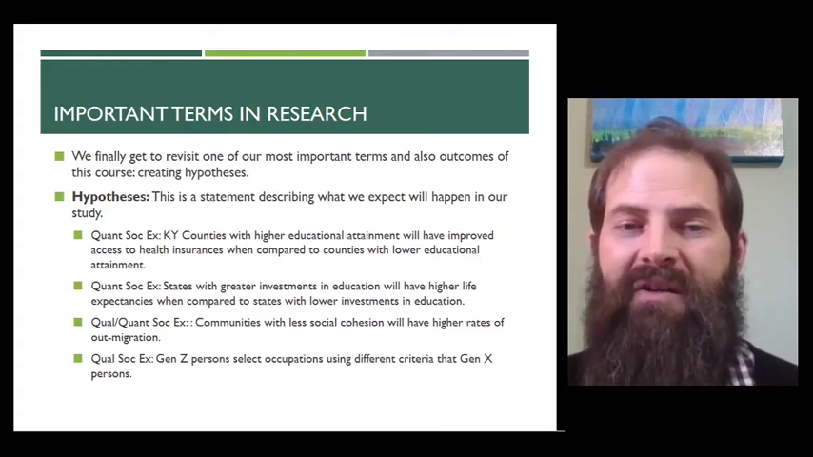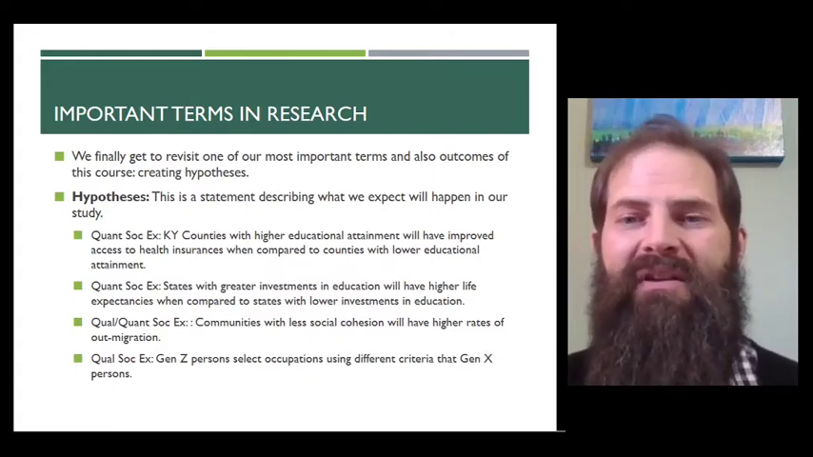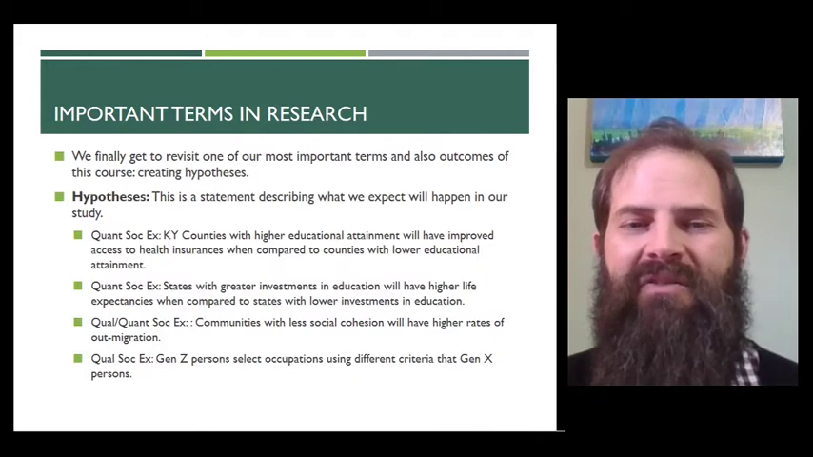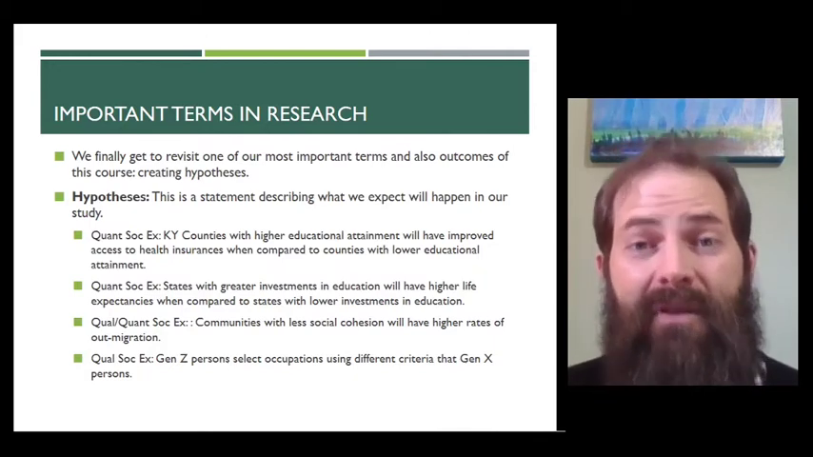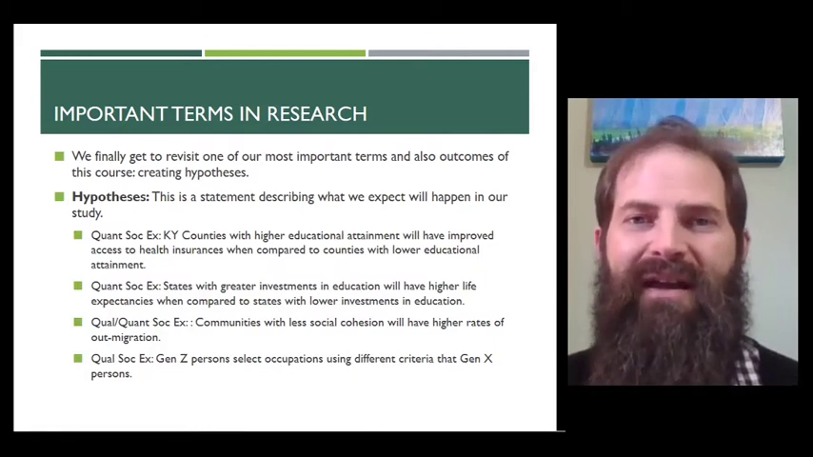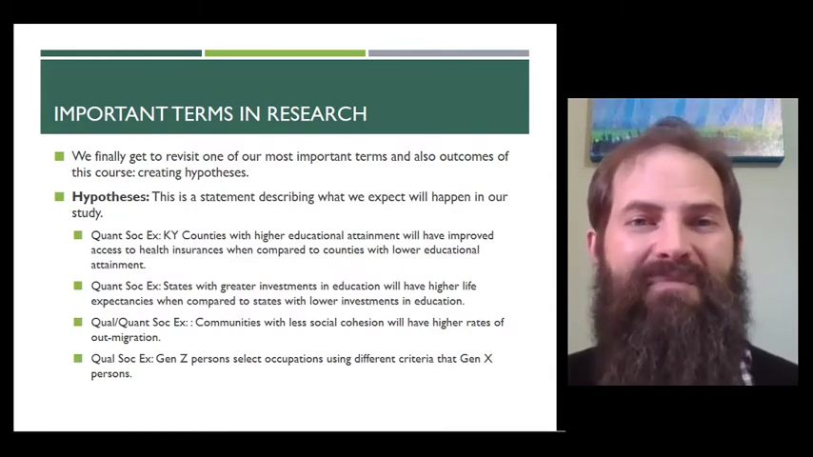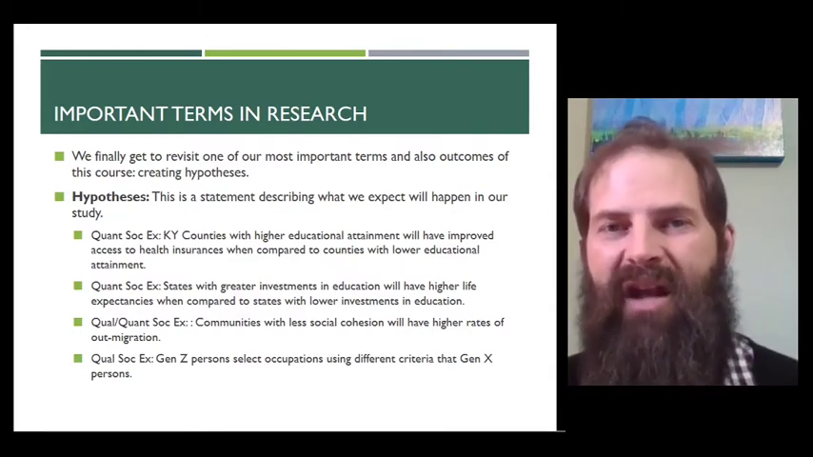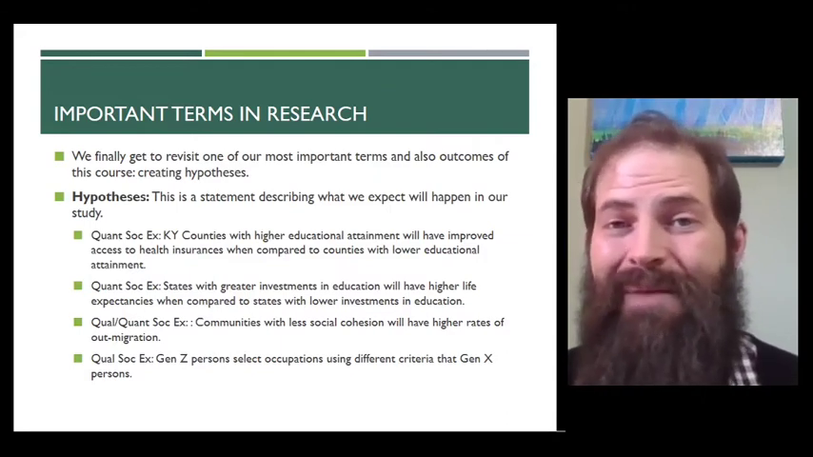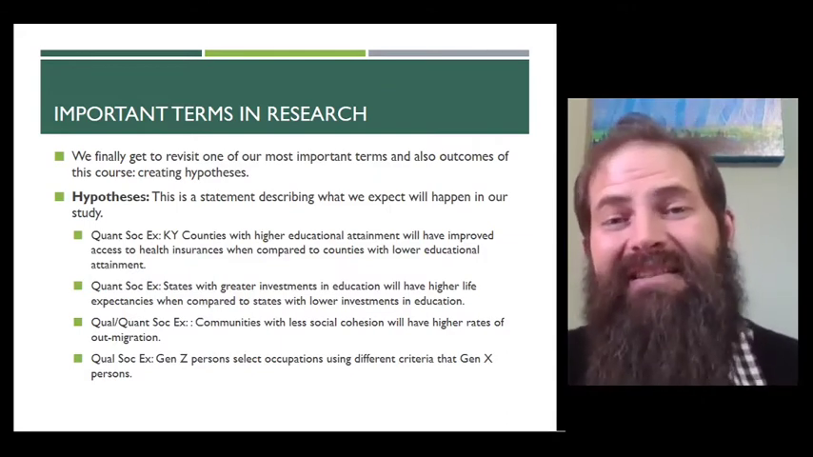So I'm saying counties with higher educational attainment are going to have improved access to health care compared to counties with lower educational attainment. I've stated a correlation between those. I hypothesize, I've made a statement of fact, and I've made a comparison. That's a hypothesis. That's a good hypothesis.